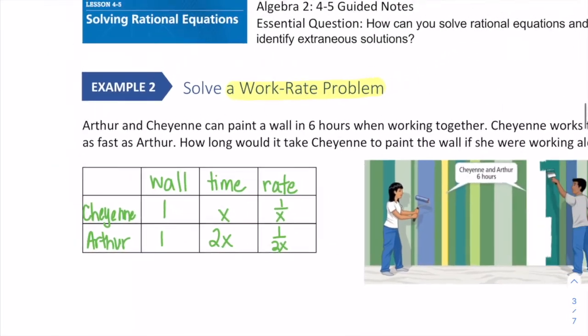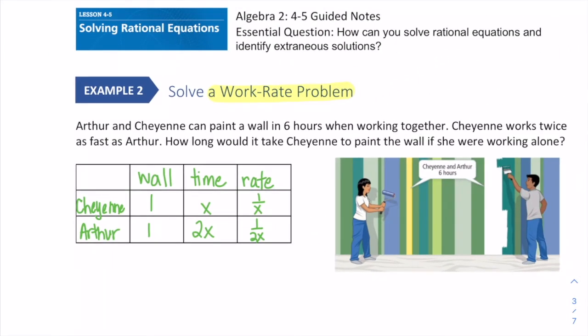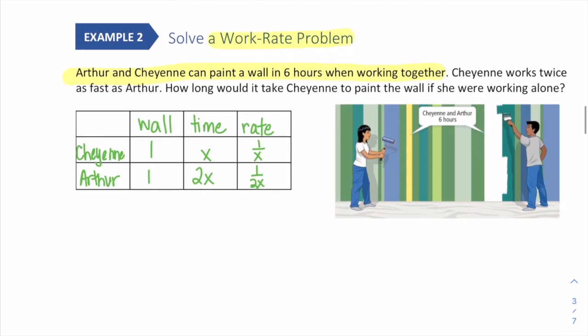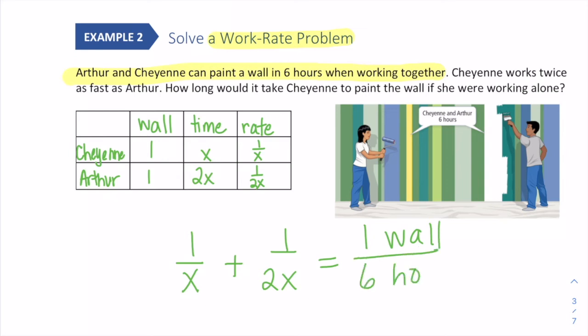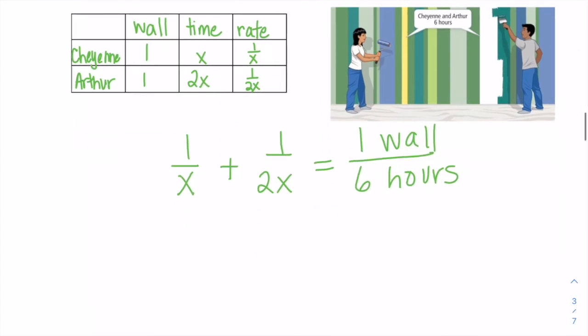Okay, so in this problem we're given that together they paint the wall in 6 hours. So I'm going to put their rates here. Cheyenne's rate is 1 over X, and Arthur's rate is 1 over 2X. And together they'll paint one wall in 6 hours. Right, so that's the rate, so 1 over 6.